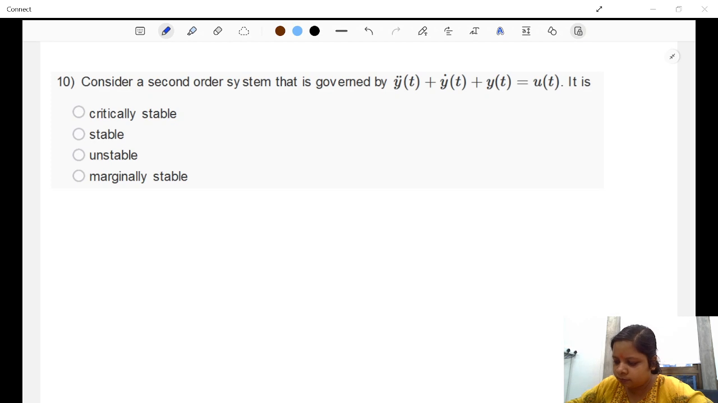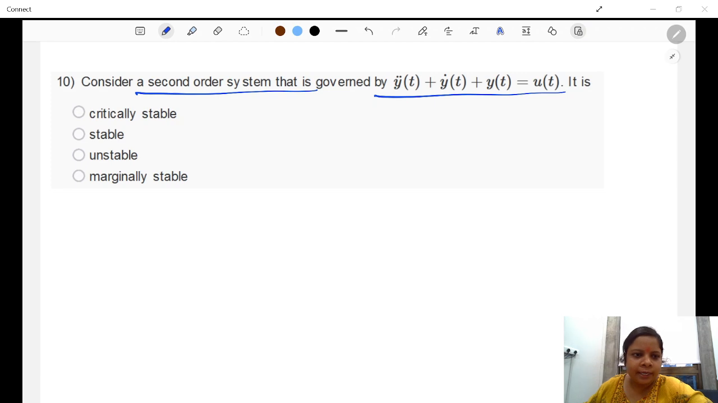Can someone tell? Right. Poles, if the poles are in the left half of the S-plane, then it is going to be stable. So this second order system is given to you and it is governed by the following equation. We want to find out if the system is stable or unstable, what kind of thing it is.